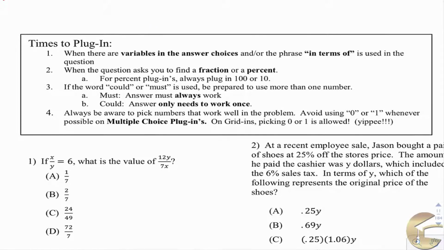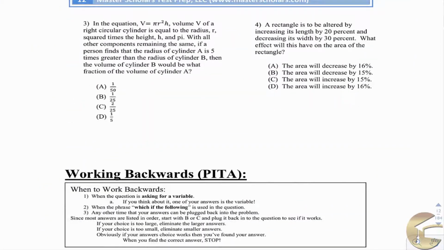These are the times when we want to do that. First off, if you see variables in the answer choices, that's a good time to plug in. Like we see in number 2, you see some variables in the answer choices. That usually means you can plug in for y. Number 2, if the question asks you to find a fraction or percent, like you see on number 1, it's asking you to find a fraction. All the answers are fractions. And then down here, they're asking for fractions. Then you can plug in on those.